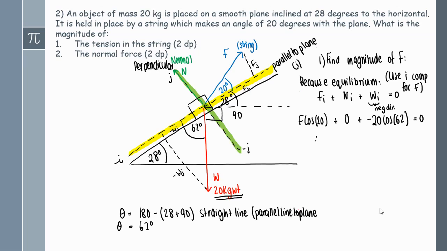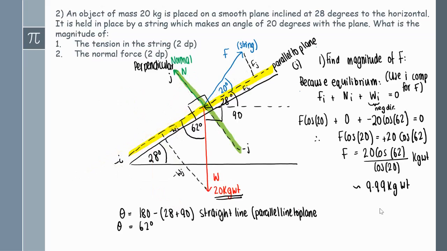Now you've formed an equation where you can find F quite easily. Just take the minus 20 cos 62 to the other side. F equals 20 cos 62 over cos 20, which is approximately 9.9 kgW.